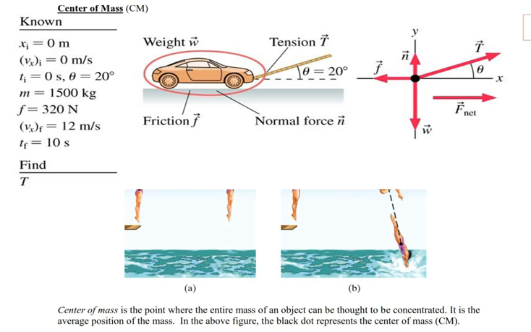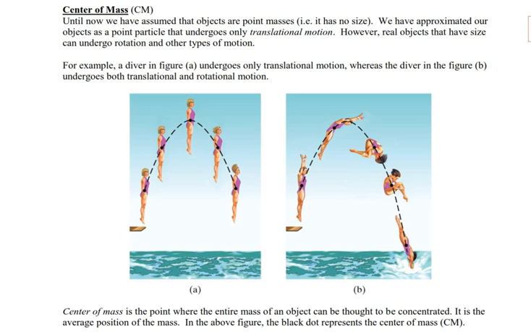Up until now in the course, we've assumed that all of our objects can be considered as point masses, where we represent the mass of that object as one single point in space. We have only really considered what we call translational motion. That's shown over here in figure A, where the diver is jumping off a board in a very rigid way without rotating.